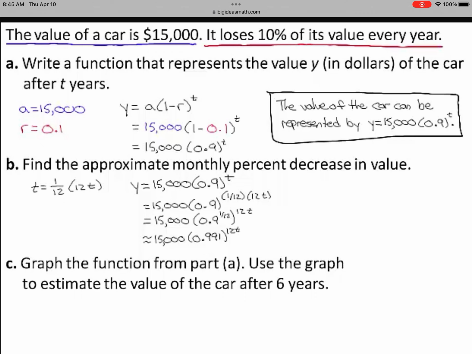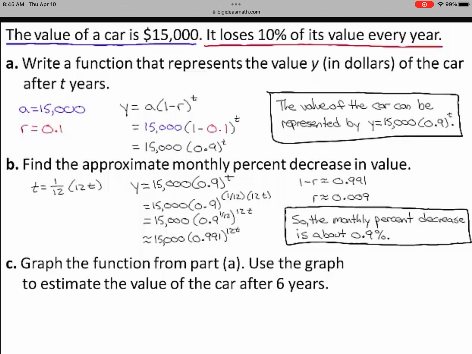Notice that the decay factor 1 - r is approximately 991/1000. Solving for r gives r ≈ 9/1000. So the monthly percent decrease is about 9/10%.